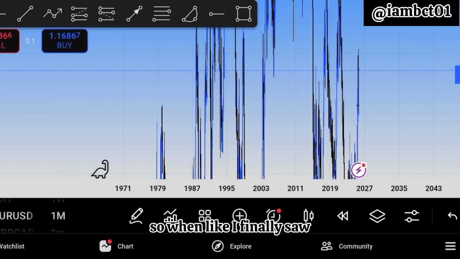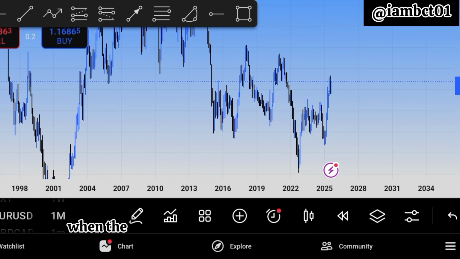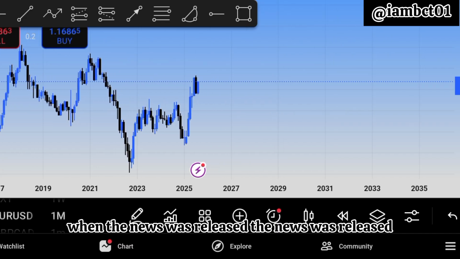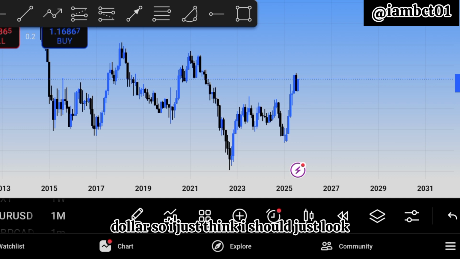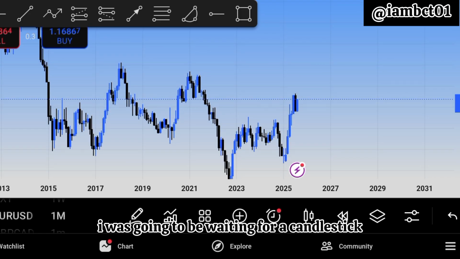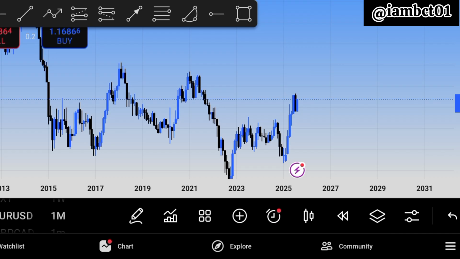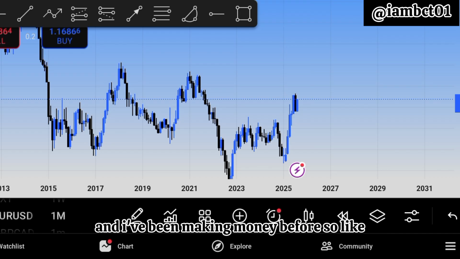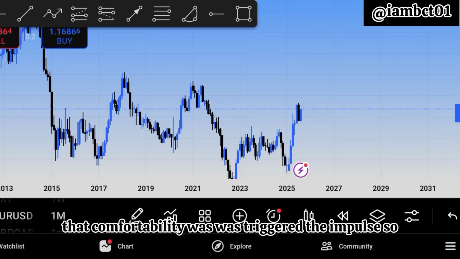So when the news was released, it was in favor of gold rather than dollar. So I just thought I should look for a reaction somewhere and buy. Before that, I told myself that I was going to wait for a candlestick to close fully, but this is the importance of the candlestick. I knew it, and I had been doing it before and making money before. That comfortability was what triggered the impulse.